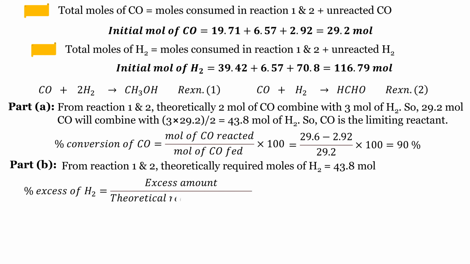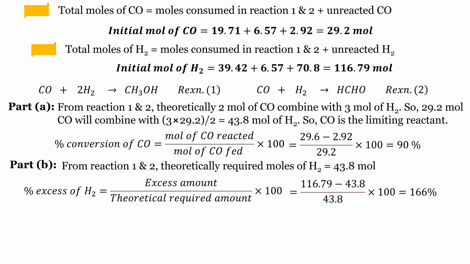Now we can write the percentage excess of hydrogen, and it will be equal to excess amount divided by theoretically required amount. So the theoretically required amount is 43.8, and the available amount of H2 is 116.79. So the excess amount will become equal to available amount minus theoretical amount, divided by the theoretically required amount. So it will come out as 166.